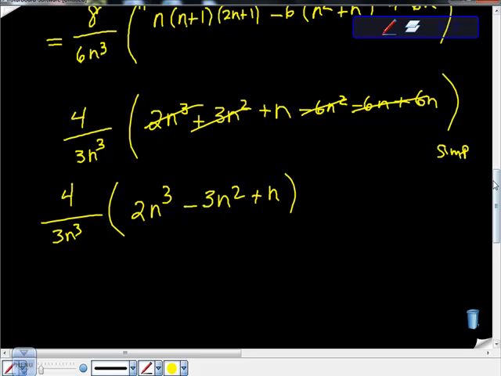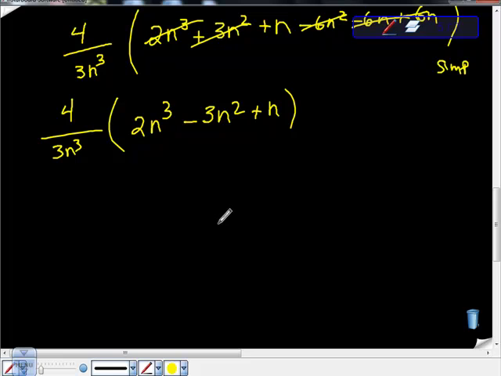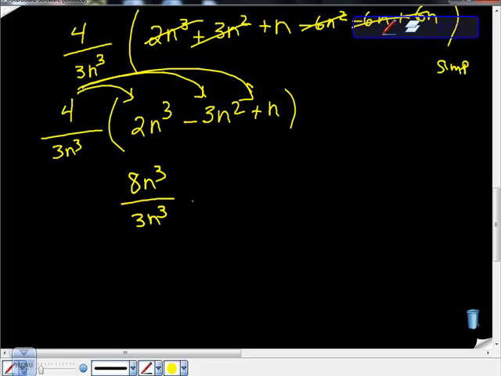Holy schmagoli. So we're almost there. Now finally what we're going to do is distribute all this in here. This thing, it's not so hard. It's just a lot to do. So I'm going to work that out. If I multiply this, I get 8n cubed over 3n cubed minus, so if I simplify that out, minus 4n squared over n cubed, right? Plus 4n over 3n cubed.